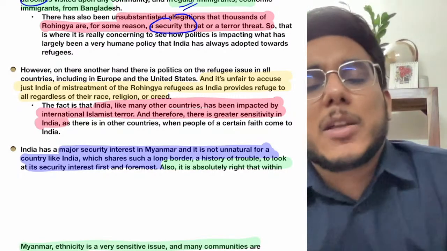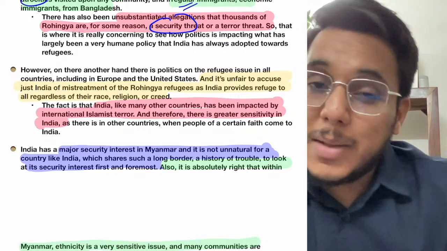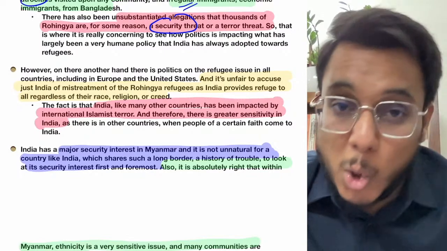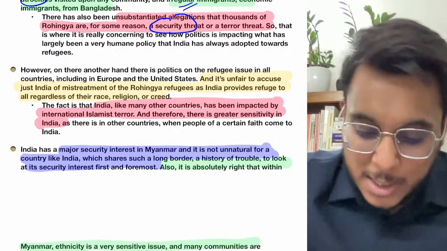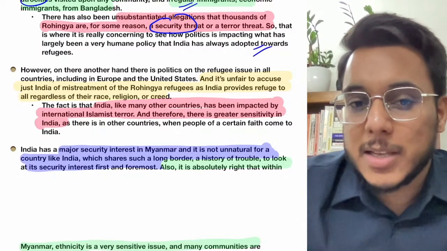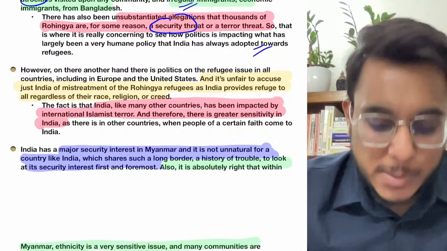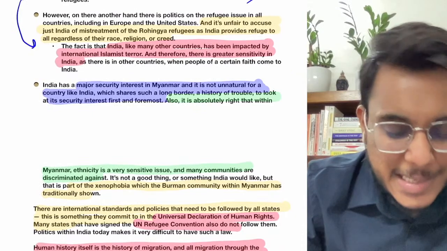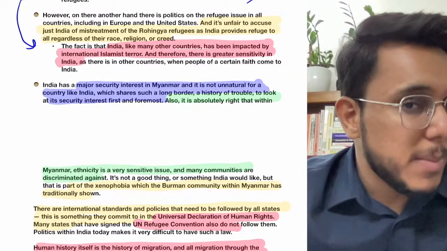Now, it has been said that the Rohingyas are very susceptible. They are very much inclined towards terrorism. They can promote terrorism. They can promote lawlessness in the country if they are allowed. So, in that capacity also, there has been discrimination against the Rohingya people in the past. Now, guys, moving on, it has been said that Rohingyas have been mistreated.